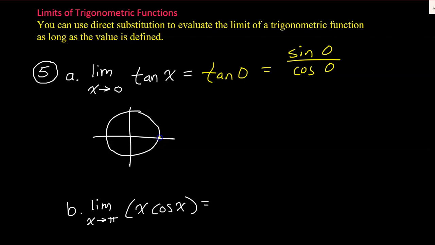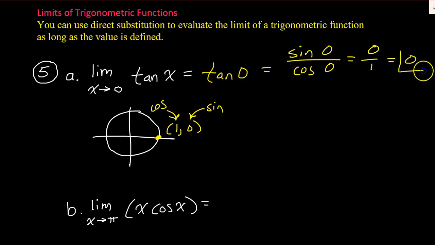0 radians is going to be right here at this spot. Remember that the sine is the y value on the unit circle. So this is the point 1, 0. So this is the sine, and the x value is the cosine. So sine over cosine. So the sine of 0 is 0, and the cosine of 0 is 1. So the tangent of 0 is 0, and that is the limit of the function.